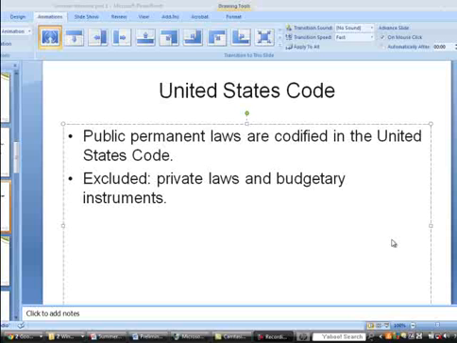Also, appropriation laws are not published in the United States Code. Appropriation laws are budgetary laws designed for a specific year. They are not permanent laws.